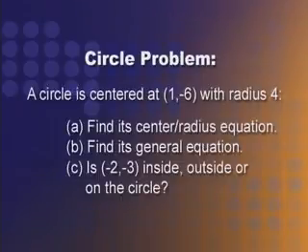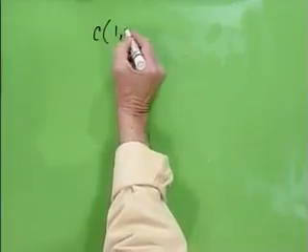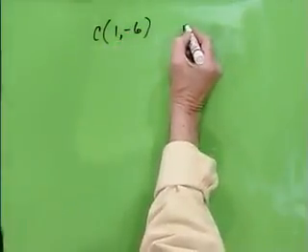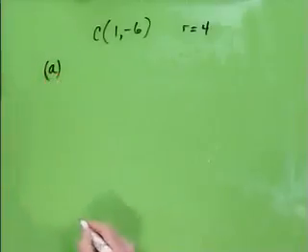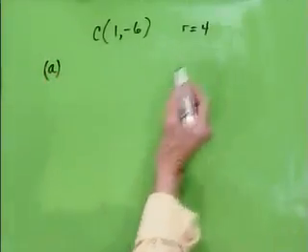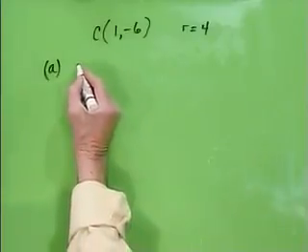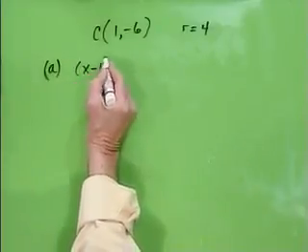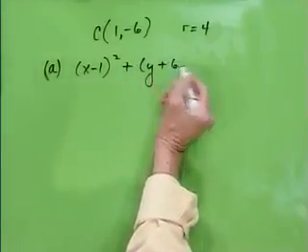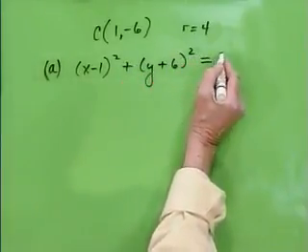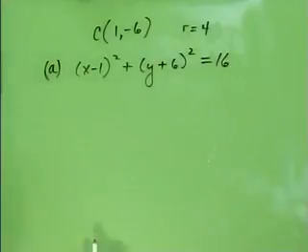So let's just see. The center here is at (1, -6), and the radius is 4. Part A wants us to find the center-radius equation. Jeff, what would the center-radius equation be in this case? (x - 1)^2 plus (y + 6)^2 equals 16. That's the answer for part A.